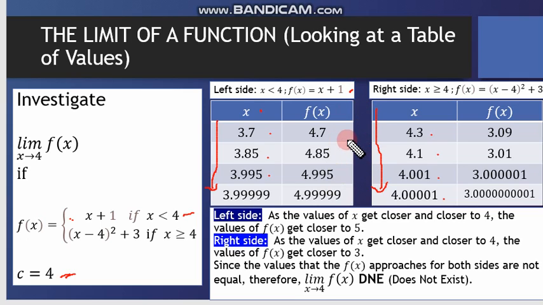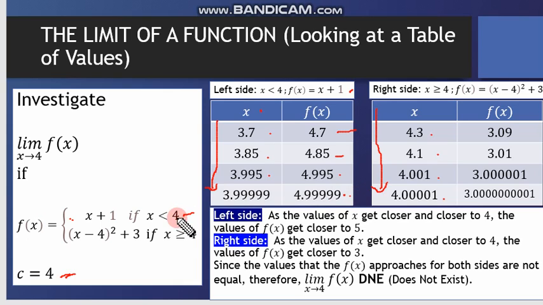Okay, so the value of f of x, if x is equal to 3.7, so x plus 1, or 3.7 plus 1, that's 4.7. 3.85 plus 1, that's 4.85. 3.995 plus 1, that's 4.995. And 3.99999 plus 1 is equal to 4.99999.